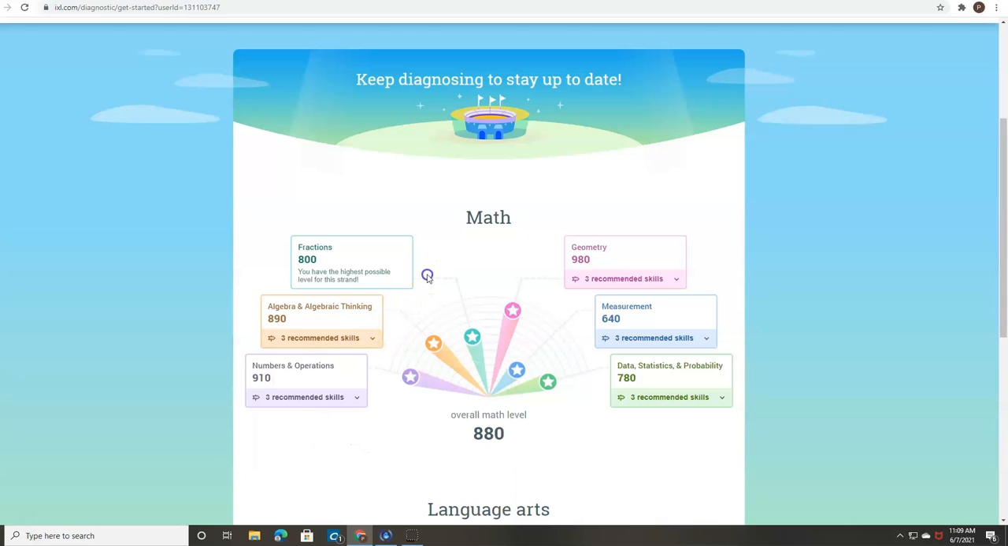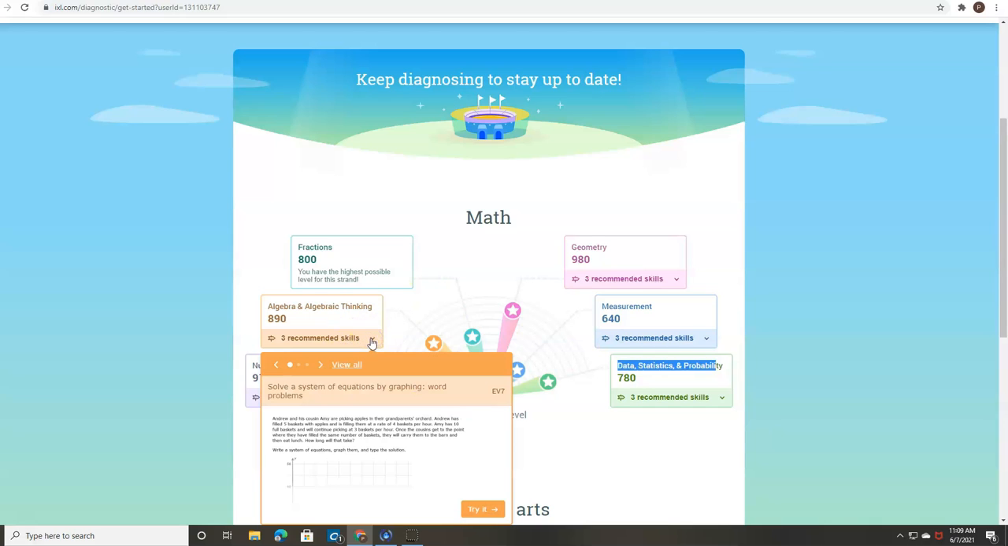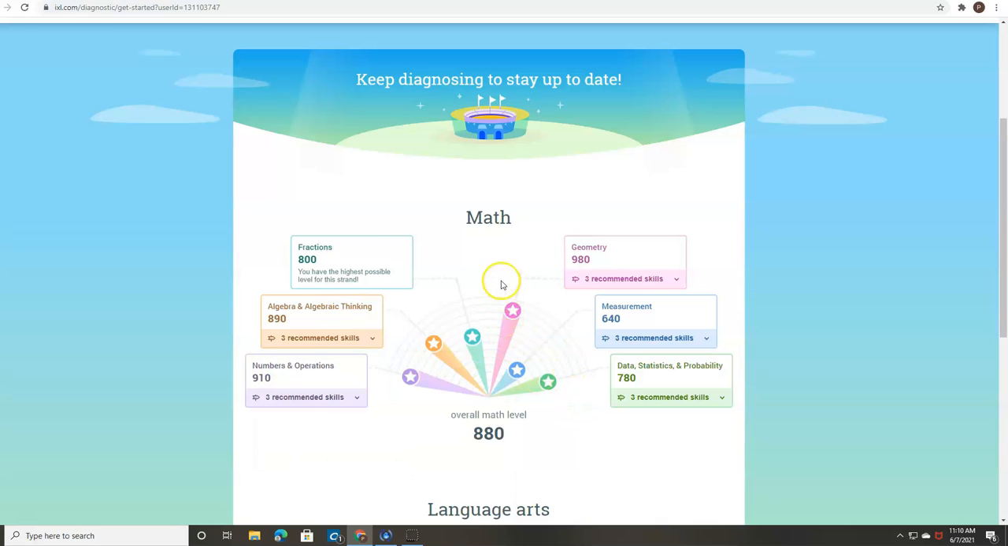Now, one important thing I want to point out. I referred to these fractions, algebra, algebraic thinking, numbers and operations, geometry, measurement, and data and statistics probability as skill areas. Skill areas are made up of skills. Okay? So these are skills that the student can work on to improve. The skill here is solve a system of equations by graphing word problems. That is the skill the student can work on in the skill area related to the subject. Okay? And it gives us a visual breakdown of that.